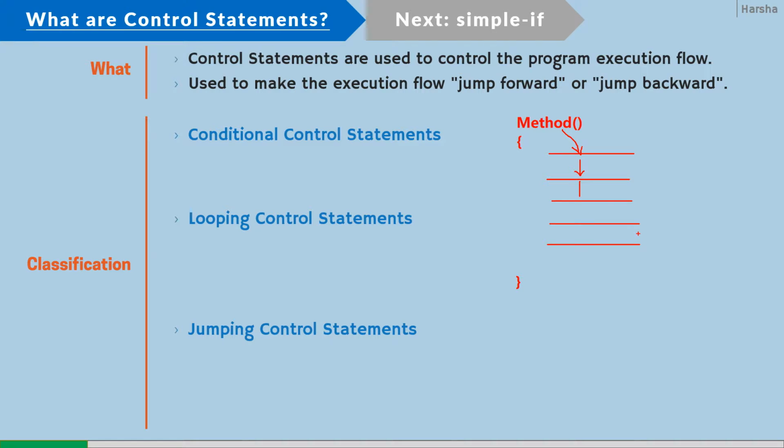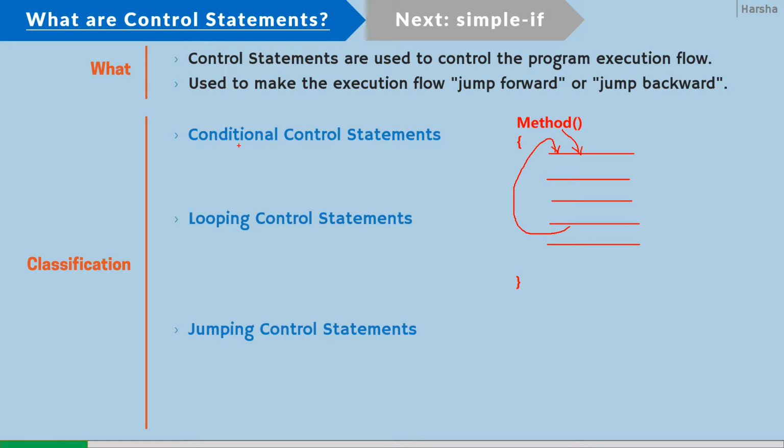For example, using a control statement, you can jump forward. Suppose after the first statement, you want to jump directly to the fourth statement. Or if needed, you can also jump backward. Suppose after reaching the fourth statement, you want to go back to the first statement. So either for jumping forward or backward, you need to use the control statements.